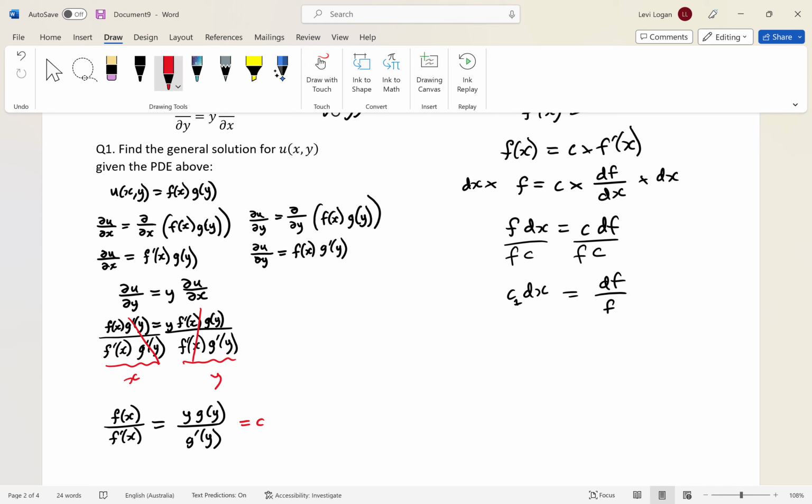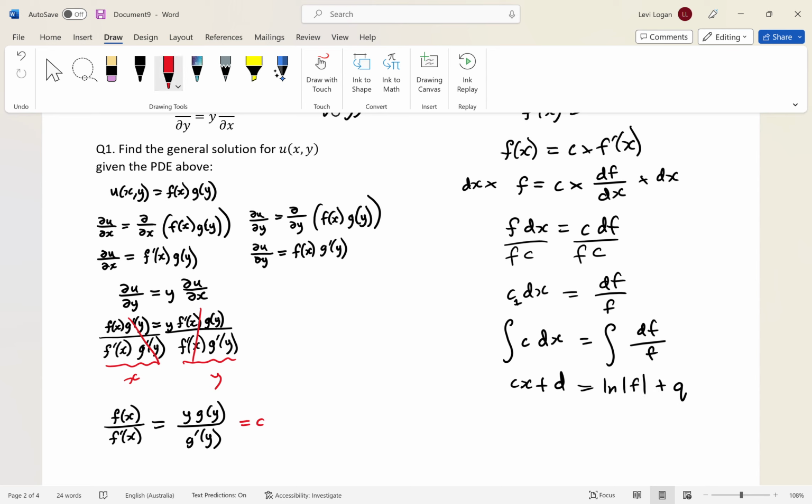Alright, cool. So what we're going to do now is we've got our dx on this side with a constant, and we've got df on this side with our f. All we're going to do now is integrate both sides. So integrate c with dx and integrate df with f. Okay? So the left-hand side is just going to be cx plus another constant d. And the right-hand side is just going to be the natural log of f plus another constant q.